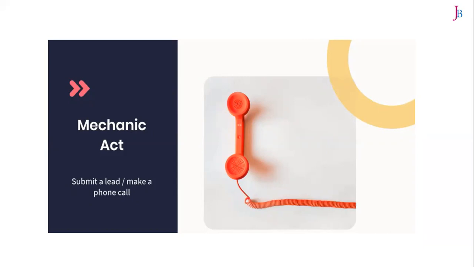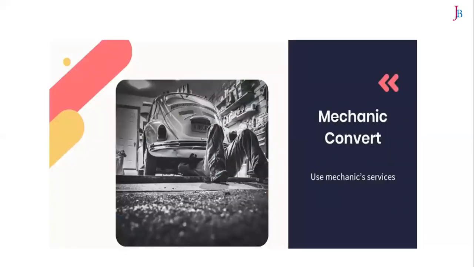Now the person has taken an action. The person is no more just interested. Now the person is acting. Now the person converts, uses the mechanic's service. So the person sees it, which is the view stage, acts on it, submits a form, or takes an action that you want the person to take. The person eventually converts, makes use of the mechanic's service.